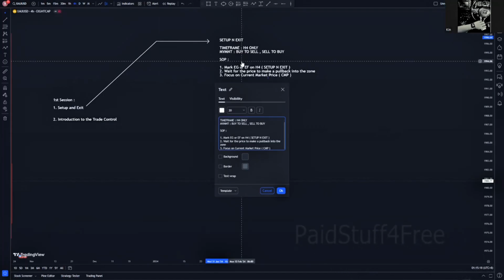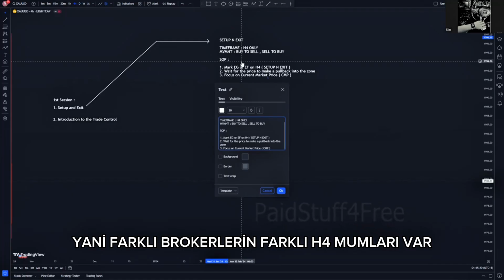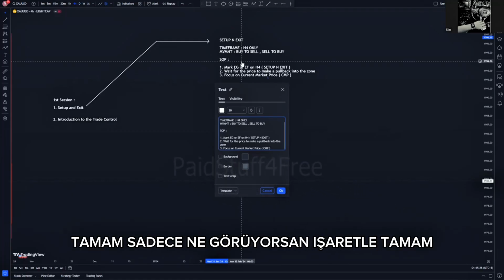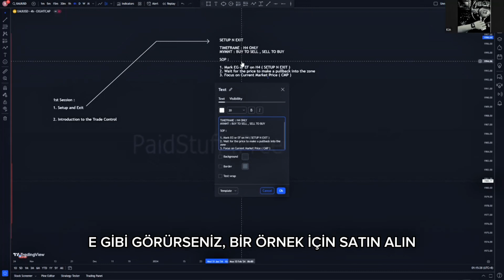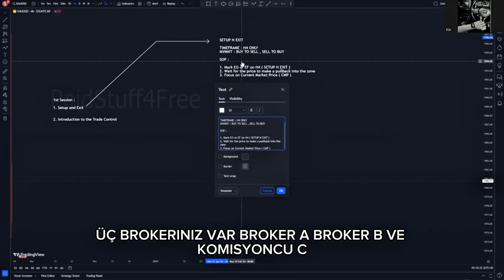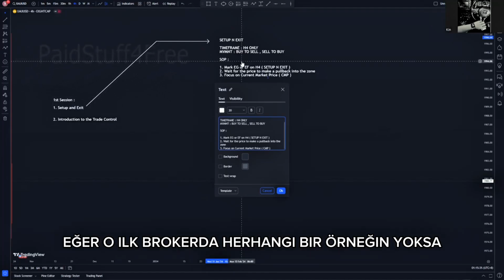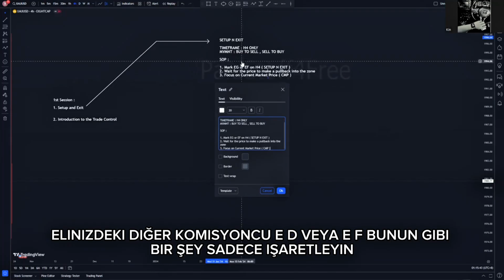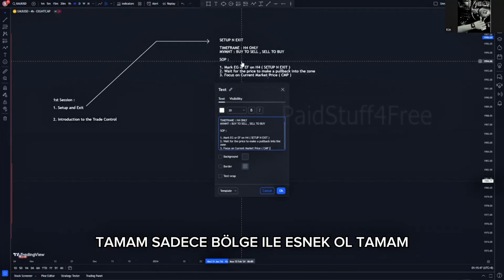All right. So different brokers have different H4 candles. So how do we approach this? Just mark whatever you see. For example, you have three brokers: broker A, broker B, and broker C. If on the first broker you don't have any ED, just leave it there. And if on the other broker you have ED or EF, something like that, just mark it. Just be flexible with the zone.